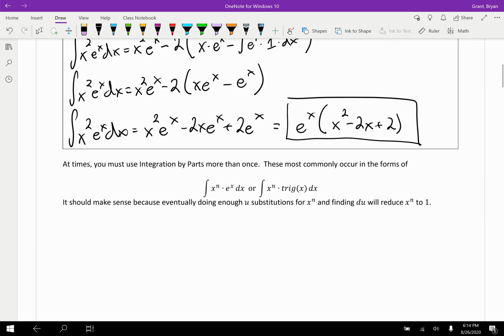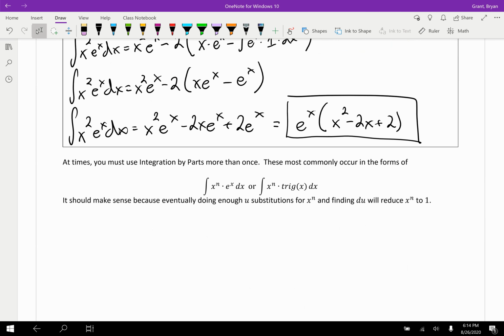So, just a little generalization then. There are, of course, times where you have to use integration by parts more than once. We just saw that. Those most commonly occur if you have x to the n power times something else. And that should make sense because if you do your first U substitution, that's x to the n, then du becomes n times x to the n minus 1. The power gets 1 smaller. And if you keep doing that over and over again, eventually your du is going to turn out to be 1, right? There might be a number in front of it, but eventually it's going to turn out to be 1, and then you'll have simplified the integral enough that you just do the antiderivative of the trig function or the exponential.